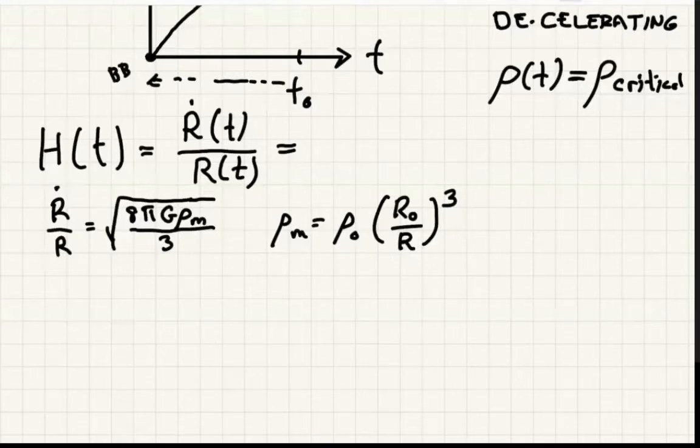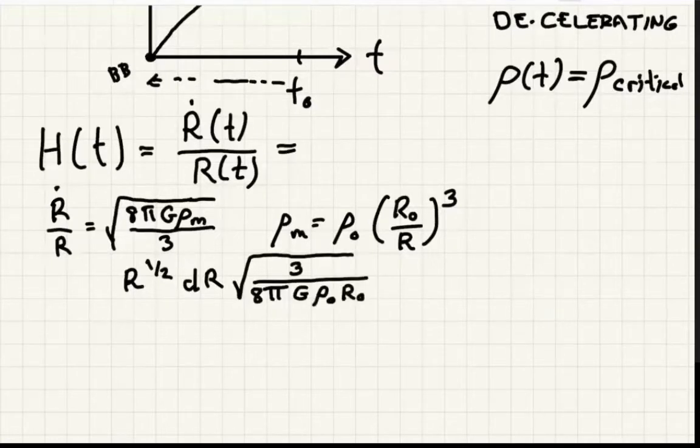Plug that in, I can get all of the function of r on one side, and all of the function of t on the other side. In other words, I can set up my perfect differentials. I can integrate this differential equation. Those are my favorite kind of differential equations, the ones I can integrate. I'm going to put all my constants under the square root sign here. So this rho naught, r naught cubed, those are all constants. Everything under that square root sign is a constant because we got perfect differentials on both sides.